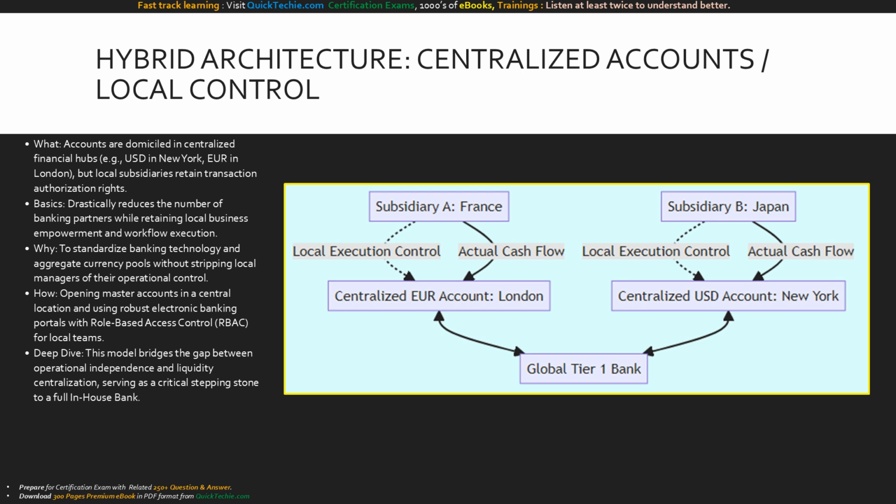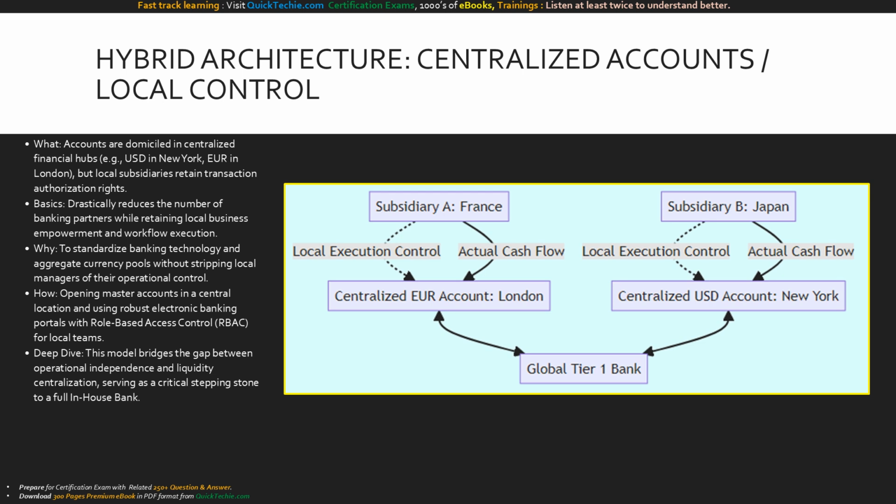We still have Subsidiary A and Subsidiary B on the left, but the banking nodes have fundamentally changed. Instead of isolated local banks, both subsidiaries are now routing their transactions into centralized currency pools, a centralized euro account in London and a centralized USD account in New York. The dotted lines represent the local execution control. The subsidiaries still push the buttons to pay suppliers.